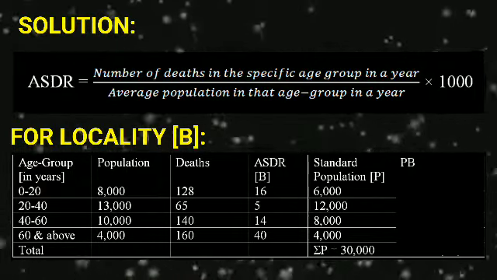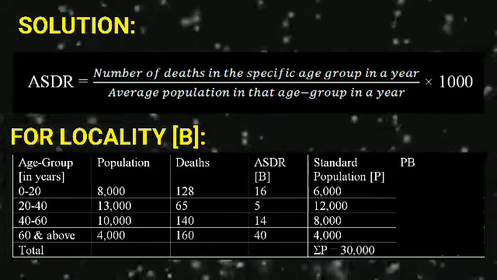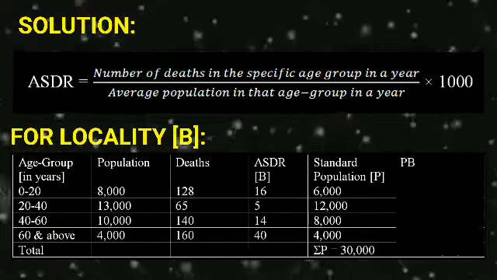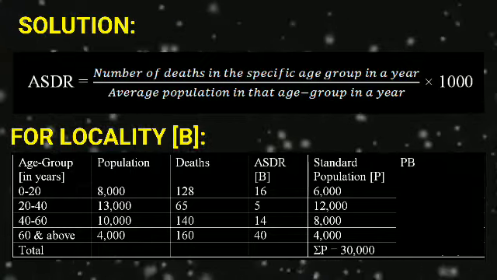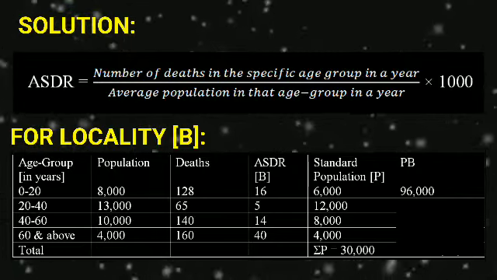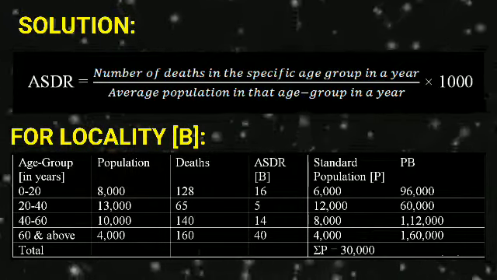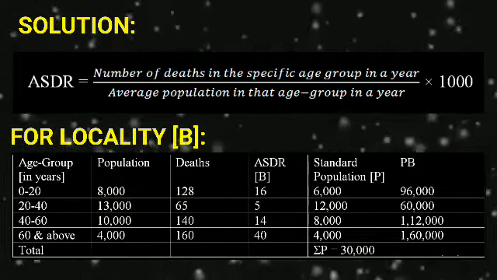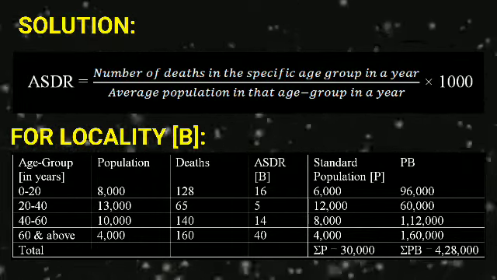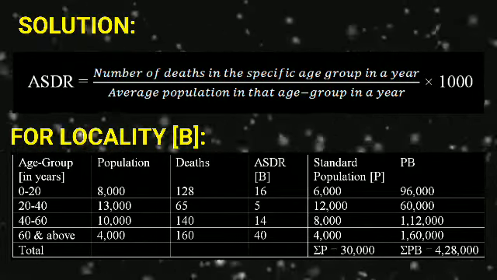In the next column, copy the standard population from the given question and find the total of the standard population, which is equal to 30,000. Last column, find PB, the ASTR of population B multiplied by the standard population. So 6,000 multiplied by 16 is equal to 96,000. 12,000 multiplied by 5 is 60,000. Find the other two values, add the PB values and find the sum total of PB. So sigma PB equals 4,28,000.